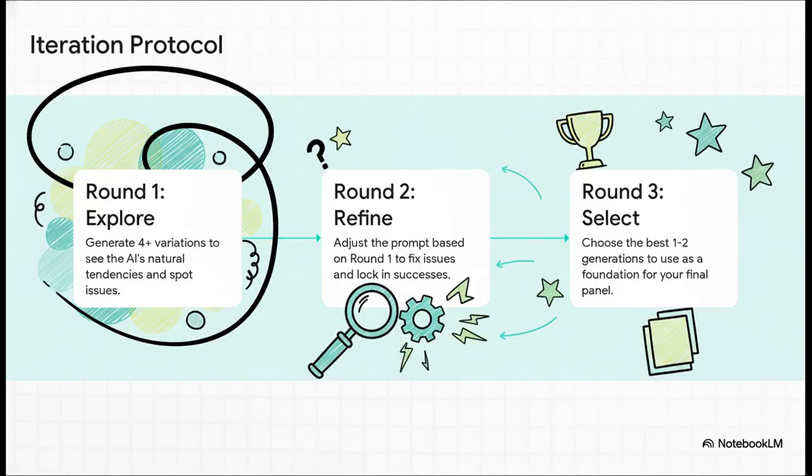And here's how you can do that systematically. In round 1, you just explore. Generate a few variations to see what the AI is good at and where it struggles. Then, in round 2, you refine your prompt based on what you learned. And finally, in round 3, you select the best generation to use as a base for your final artist-driven panel. This structured approach turns generating into a predictable, productive process.